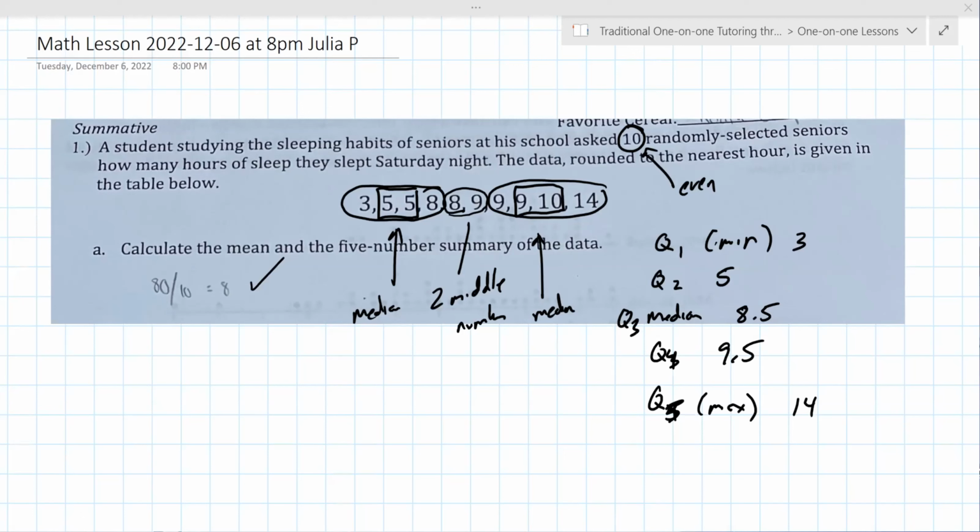You want to go to list and then enter the data set into L1. I'll show you how to do that here if I just can get my calculator. All right, let me share that screen.